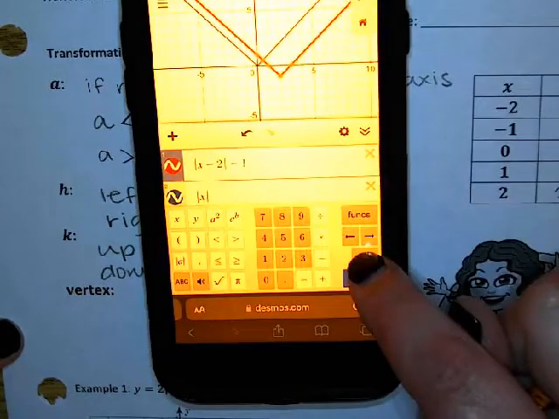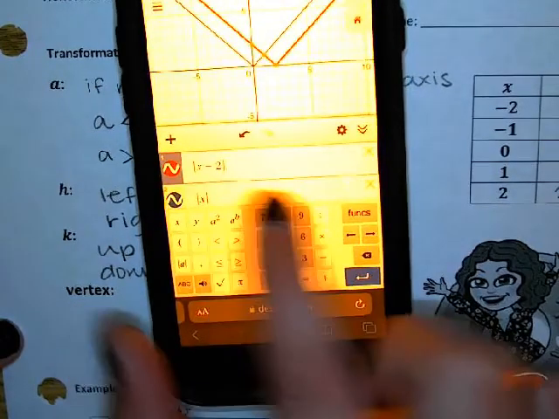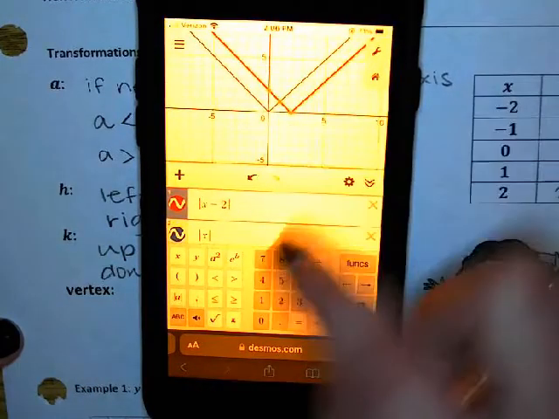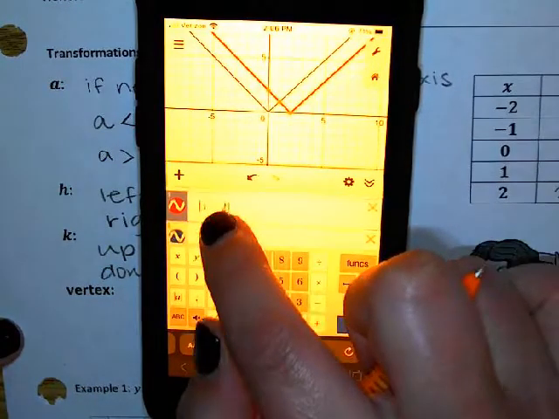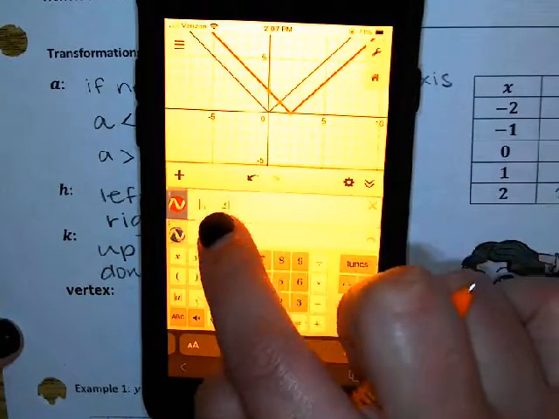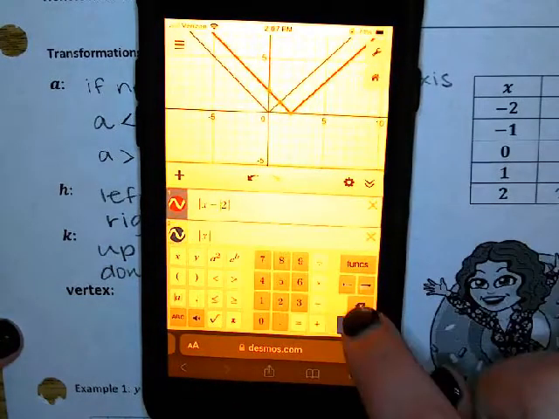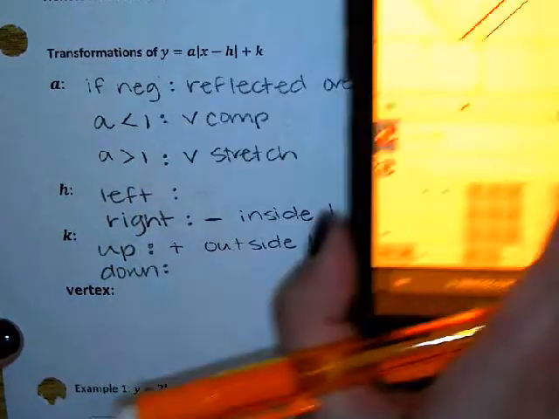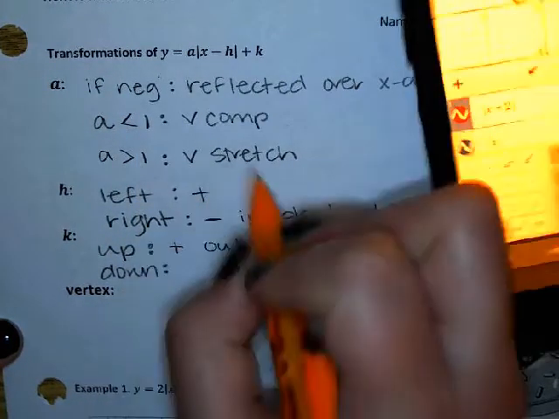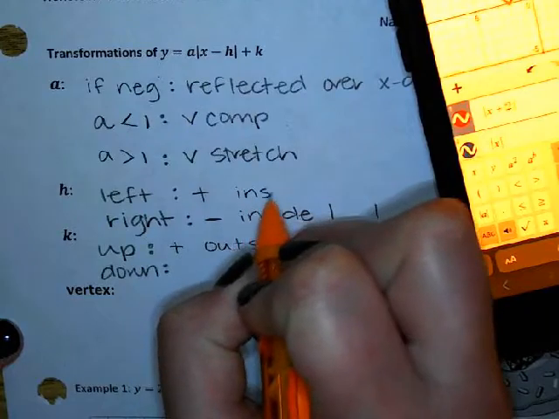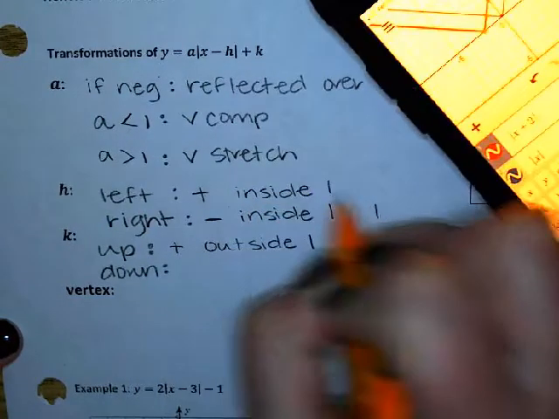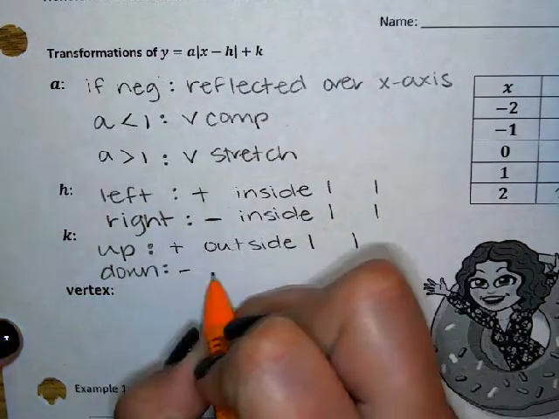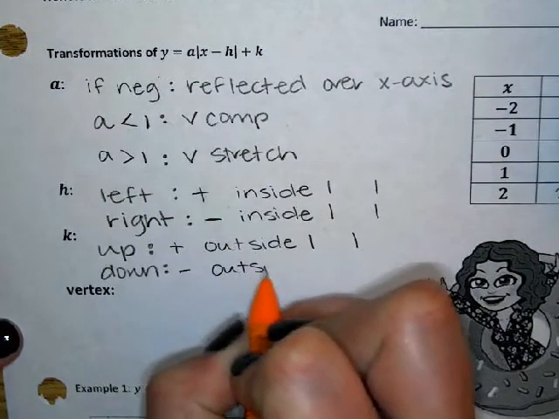Okay, let me go ahead. So I took off the shift at the end, so now it's not shifted up or down, but it's only shifted to the right 2. Let me change that on the inside, and I'll change this to a plus 2. Now it's been shifted to the left. So a plus on the inside will shift it to the left. All right, and a minus on the outside will shift it down.